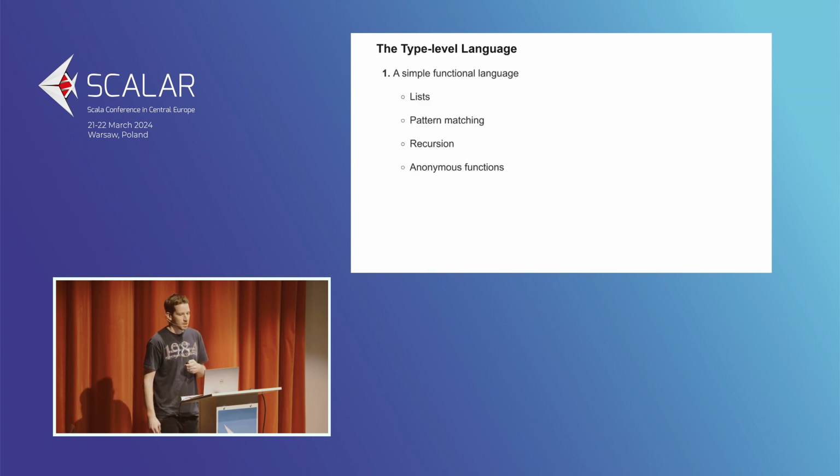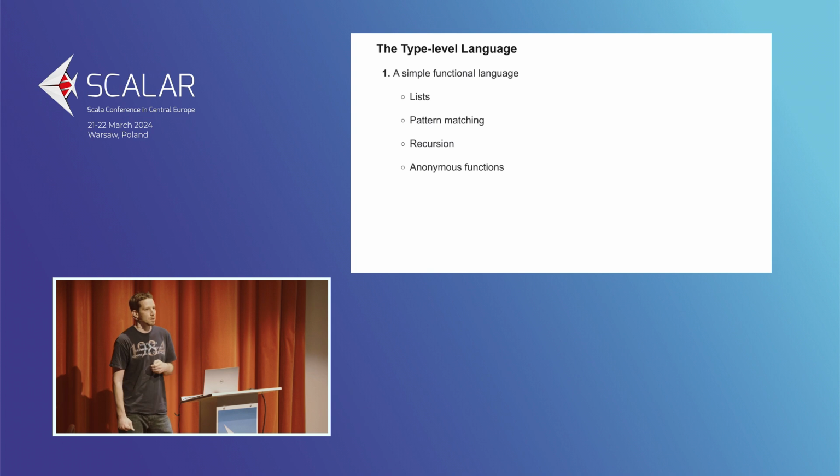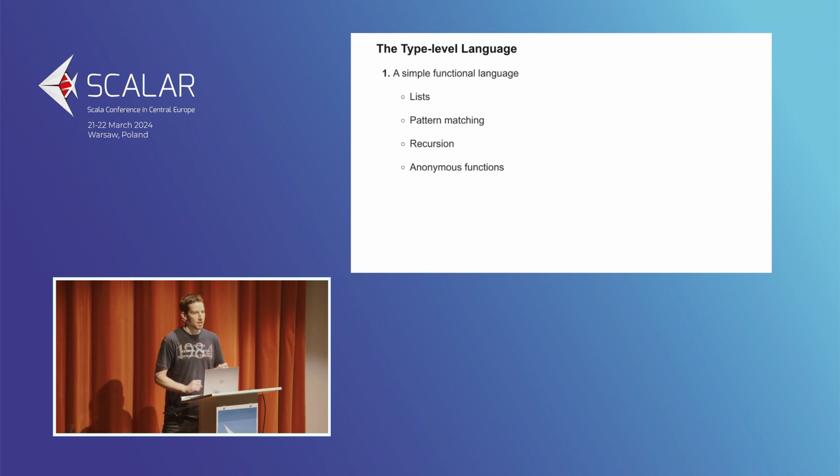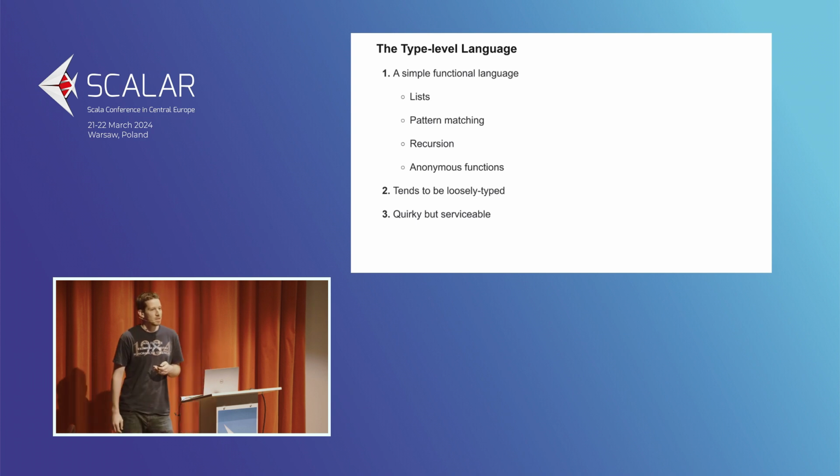So this is our type-level language. We have tuples instead of lists, pattern matching, recursion, and anonymous functions. So all the ingredients you need to use a simple functional language. It does tend to be a bit loosely typed because we usually just use plain tuples without any further constraints. You can think of Scala at the type level as a dynamic language, sort of, which sounds ironic, but that's the case. And as with many things in the Scala language, it is sometimes quirky but serviceable. This is the case for this kind of semi-language.